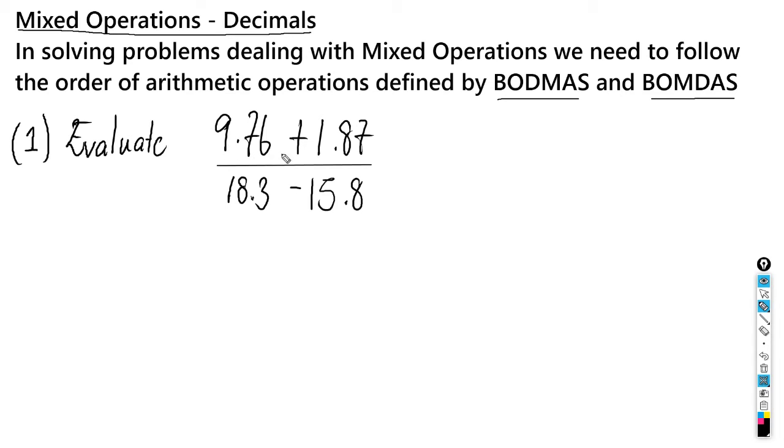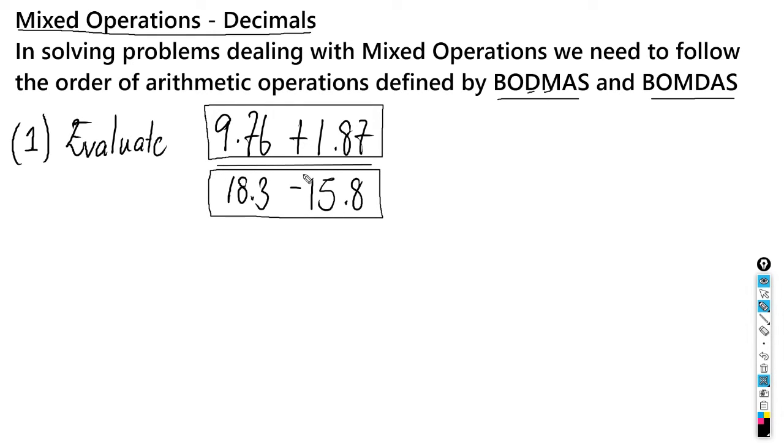We have 9.76 plus 1.87 divided by 18.3 minus 15.8. So we have to follow the rules, and we would actually have to divide or multiply first. But this is the thing, guys. We can't divide or multiply until we handle whatever is on top or whatever is on the bottom. So we're still following the rules.